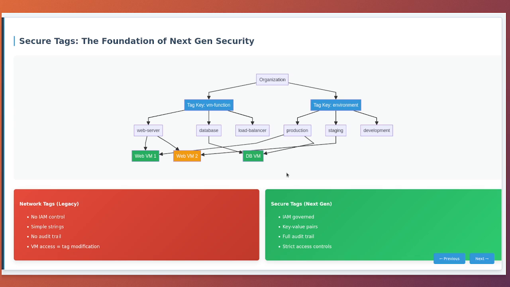The powerful part is that each virtual machine can have multiple tags applied to it. Virtual machine 1 might be both a web server and production, giving it multiple dimensions of classification. This enables incredibly granular firewall rules based on both function and environment. The comparison boxes show why this is revolutionary. Traditional network tags had no IAM control and could be modified by anyone with virtual machine access, while secure tags are protected by strict IAM governance.